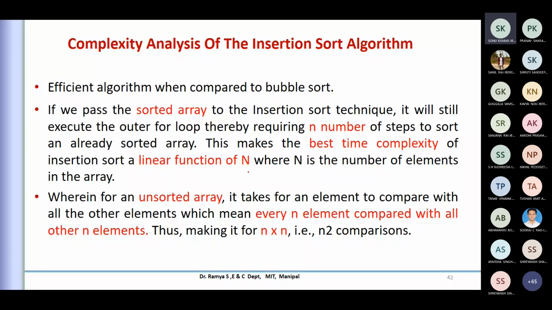Now let us see the worst case. It is an unsorted array, not a sorted one. Then every element is compared with all other n elements, and it has to do a change again. So every element is compared with all other n elements, which means it is n within n. It is like a loop within a loop.